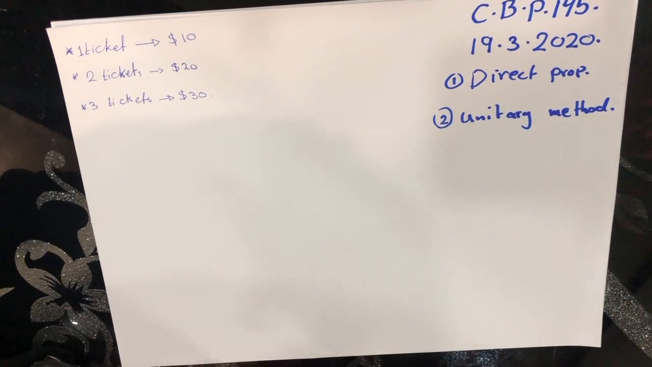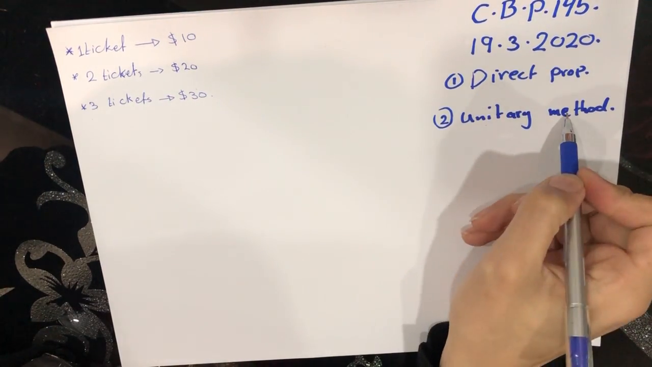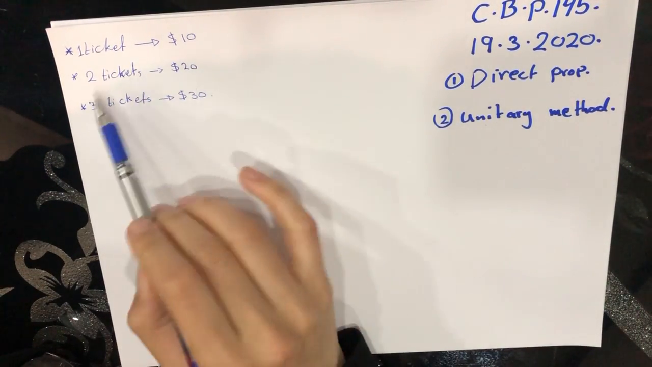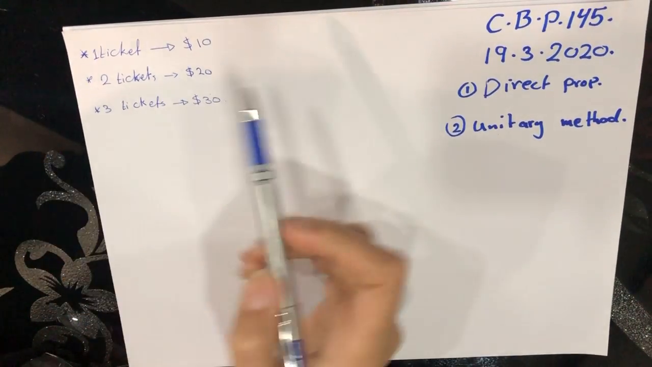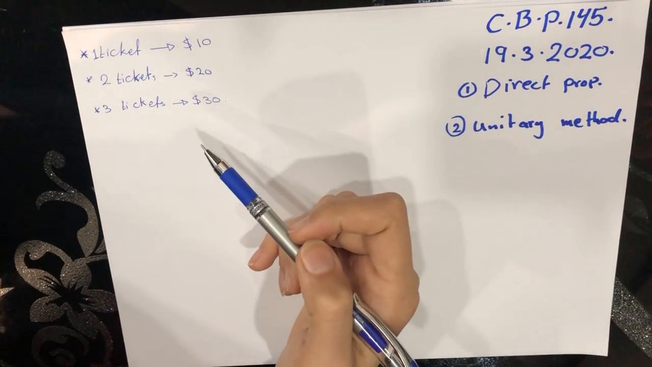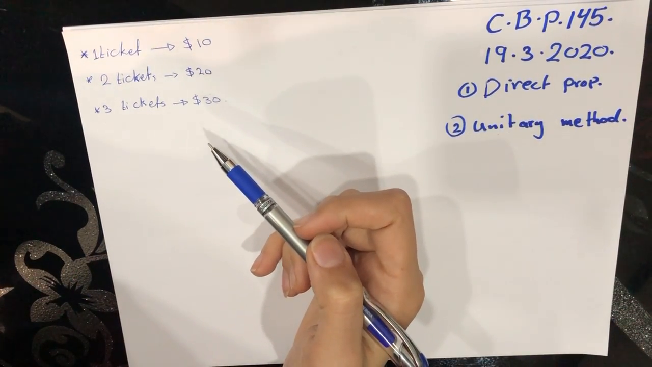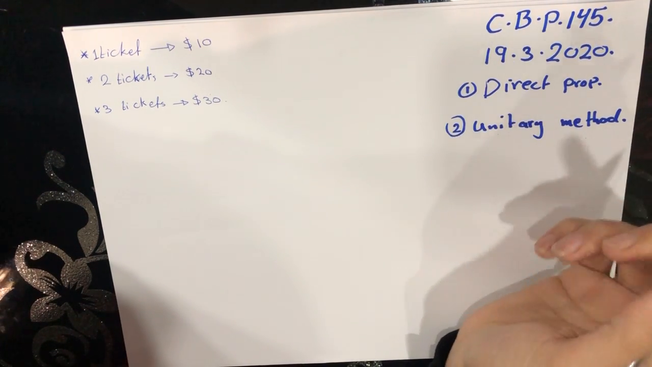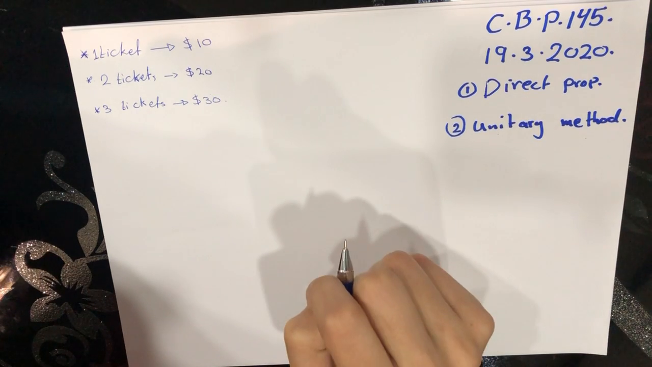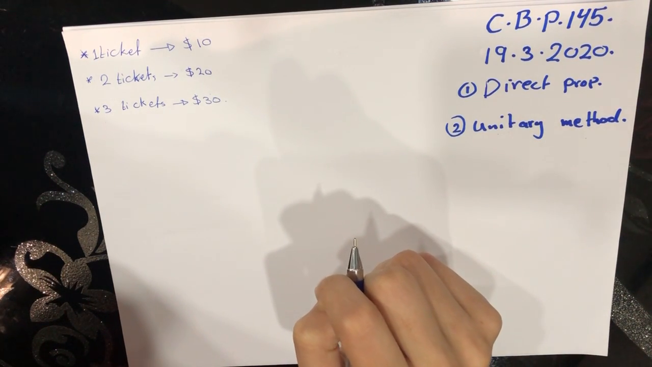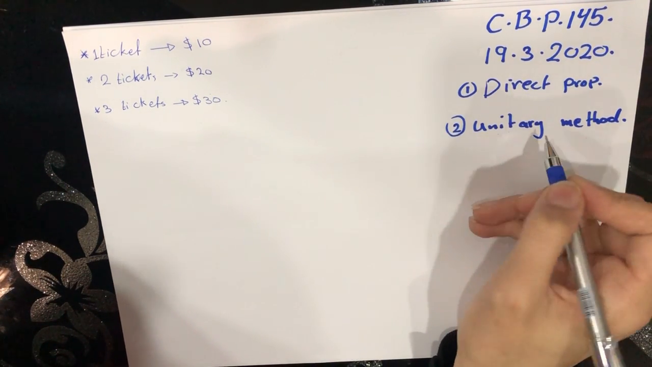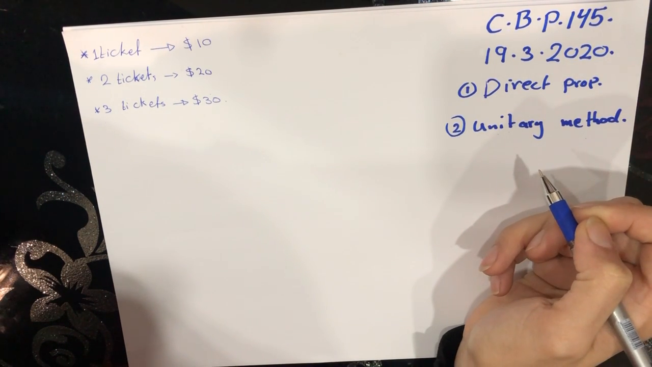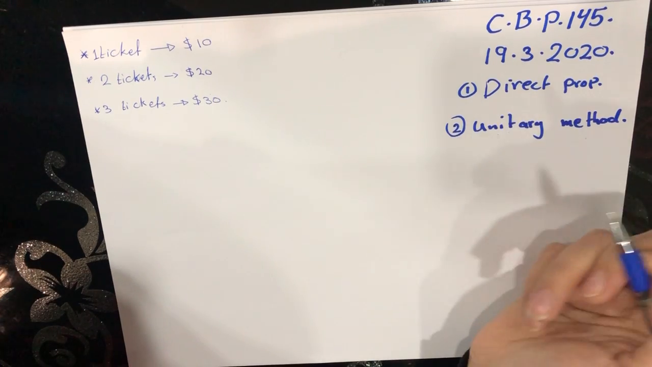Now, when I say the unitary method, the unitary method is only applicable when we have a direct proportion. I just explained what it is exactly. So the unitary method, we use it to solve ratio problems and problems about proportions. It's called the unitary method because in this method, you will need to find the value of one part first, or one unit first.